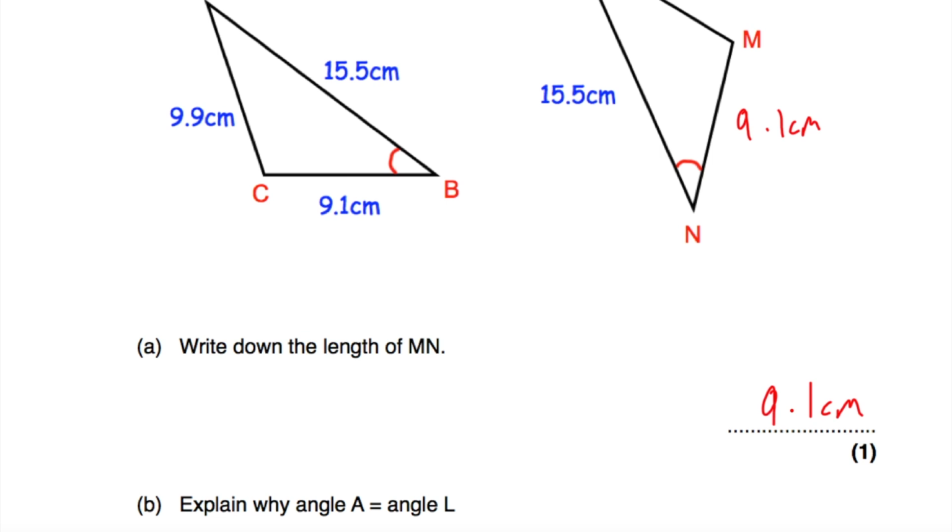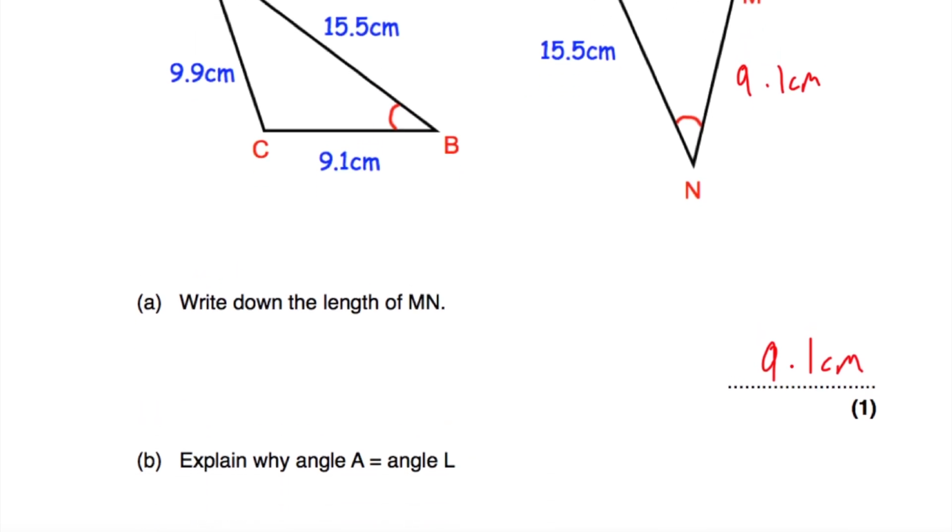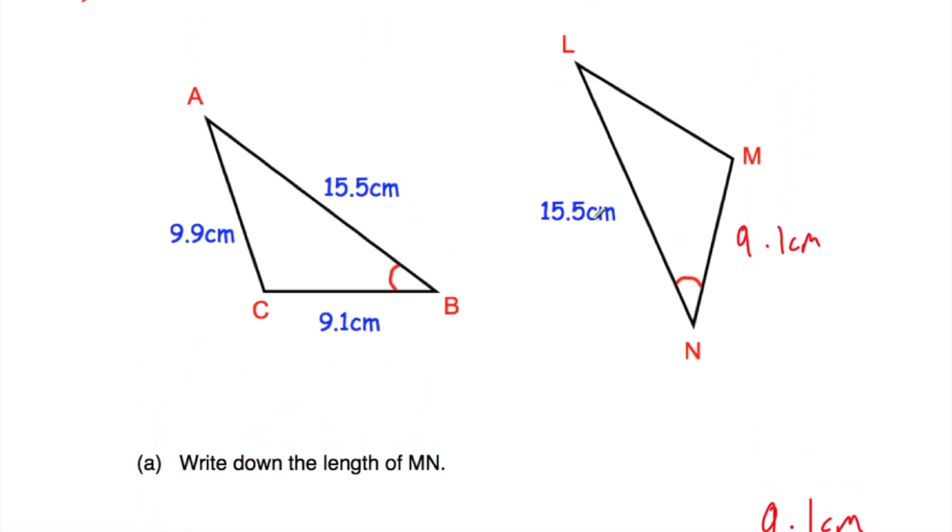Then part B, we've been asked to explain why angle A equals angle L. So we've been asked to explain why this angle here, which I'm going to mark with a double arc, is equal to this angle here. Let's consider the conditions for congruent triangles. We know that the angle at B is equal to the angle at N. LN is equal to 15.5 centimeters, AB is 15.5 centimeters, and then we've got the angle at A and also the angle at L.